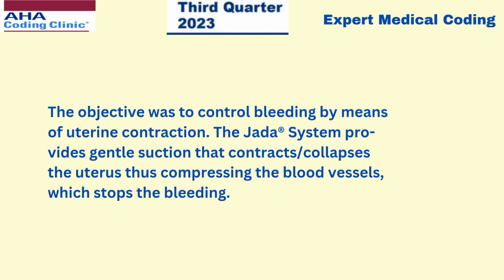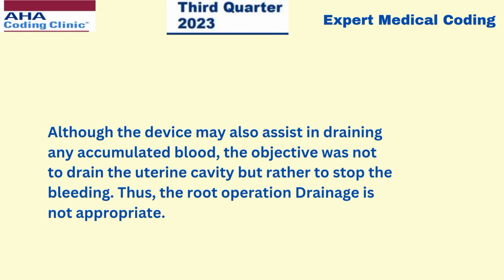The objective was to control bleeding by means of uterine contraction. The JADA system provides gentle suction that contracts and collapses the uterus, thus compressing the blood vessels, which stops the bleeding. Although the device may also assist in draining any accumulated blood, the objective was not to drain the uterine cavity, but rather to stop the bleeding. Thus, the root operation drainage is not appropriate, and the correct root operation is control.